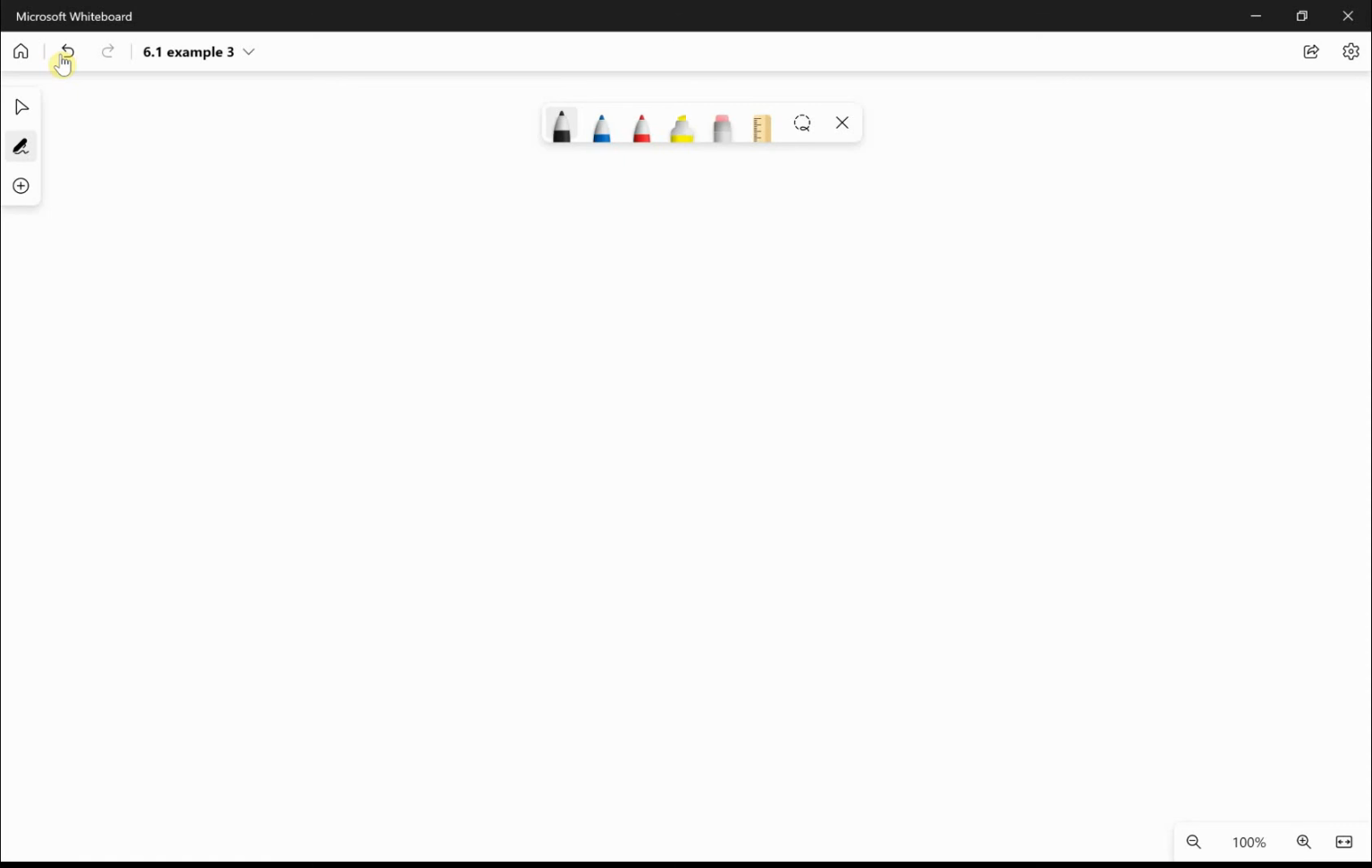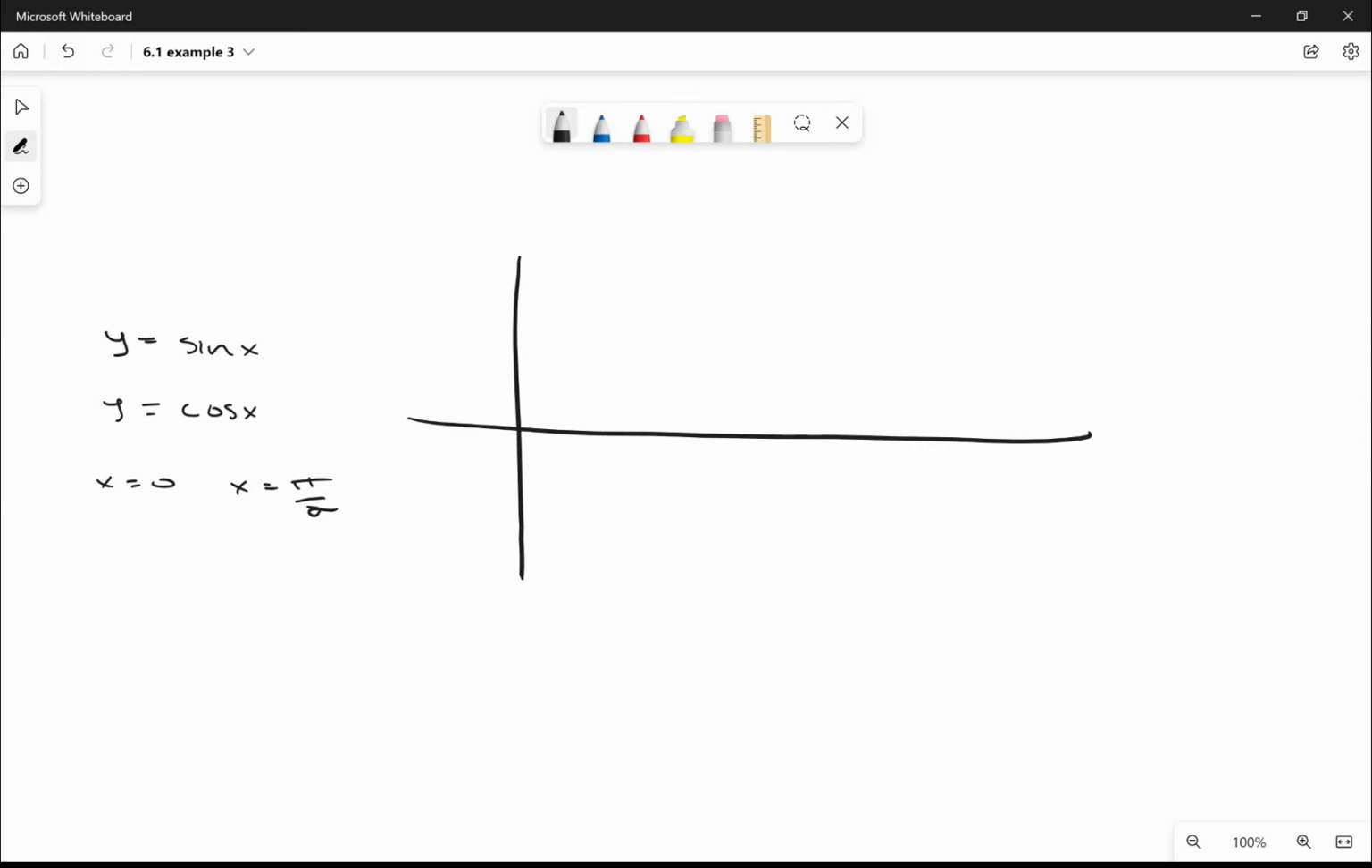Okay, so we are going to find the area between the curves y equals sine of x and y equals cos of x from x equals 0 to x equals pi over 2. So the first thing that we want to do is to draw the graphs, and we know what the graph of sine of x looks like, at least on one period from 0 to 2 pi.